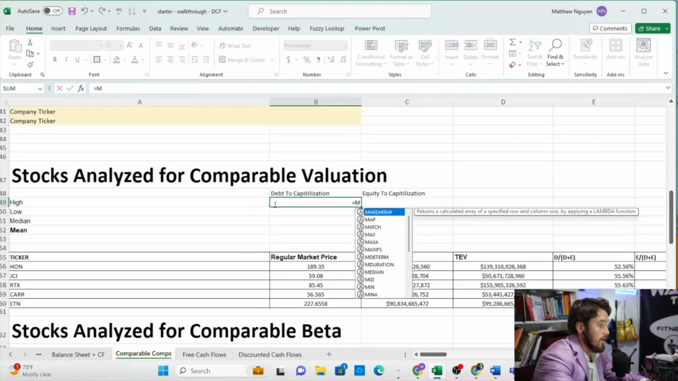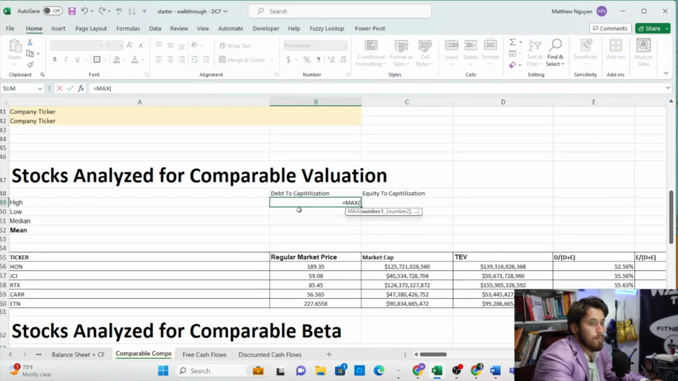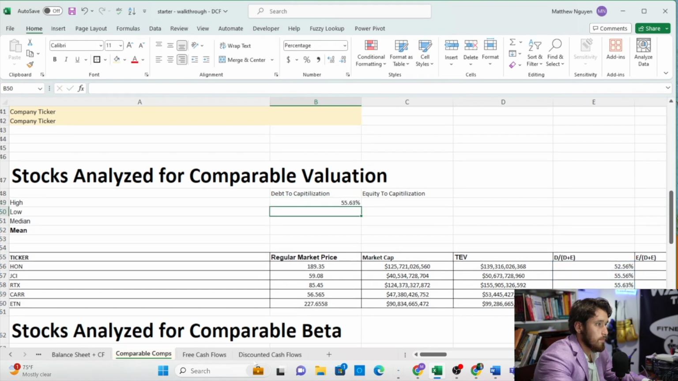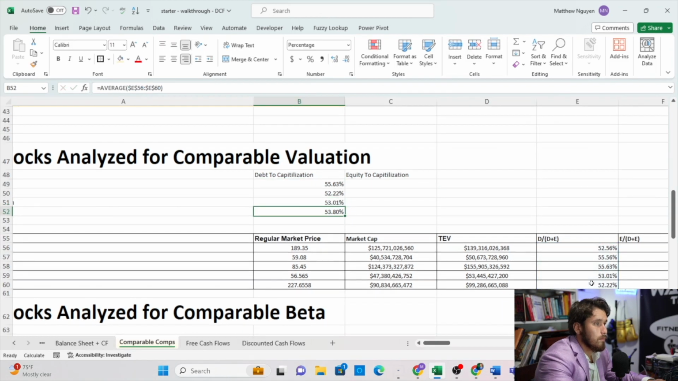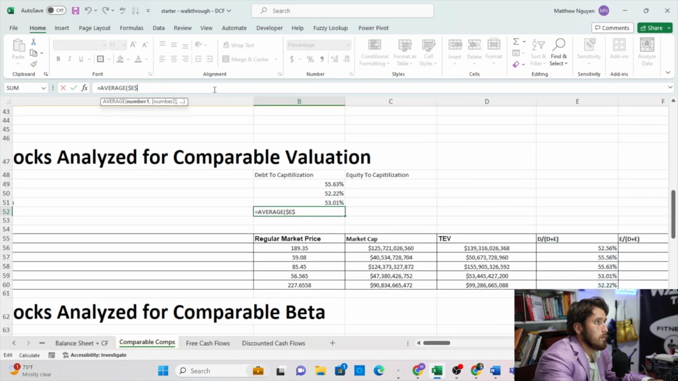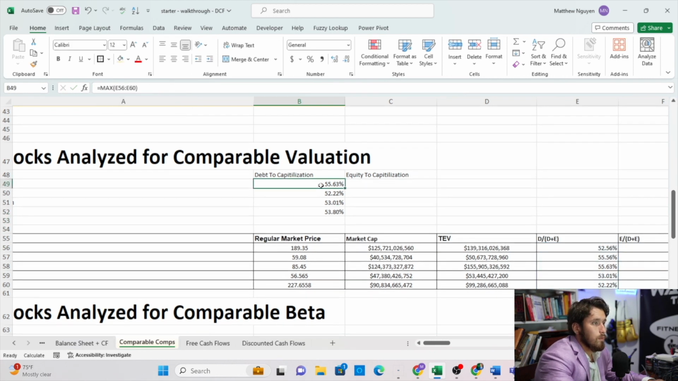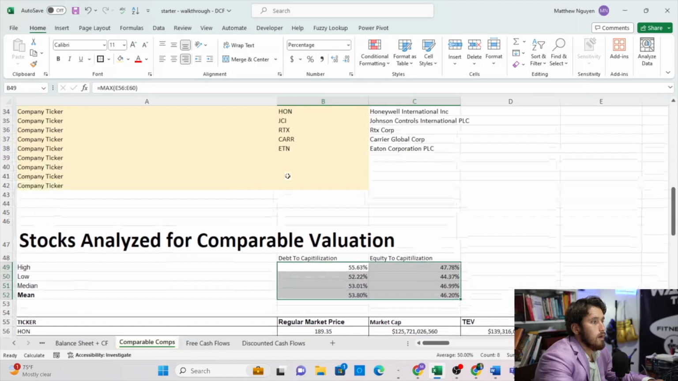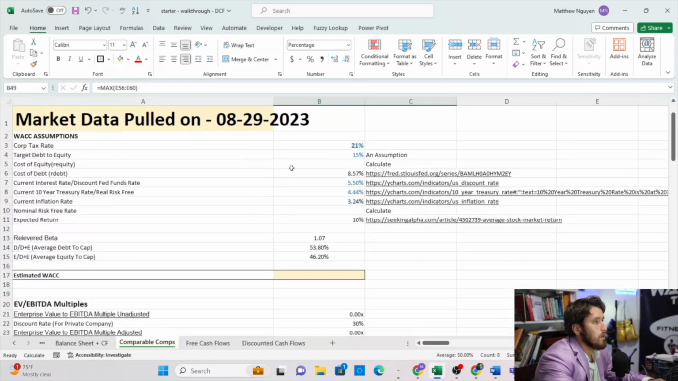So we'll just take a high for each. So we'll do max this. We'll lock this into place. We'll pull this down. We'll pull all of these over. That'll get us our weights for our debt and equity. So let's fill these out.